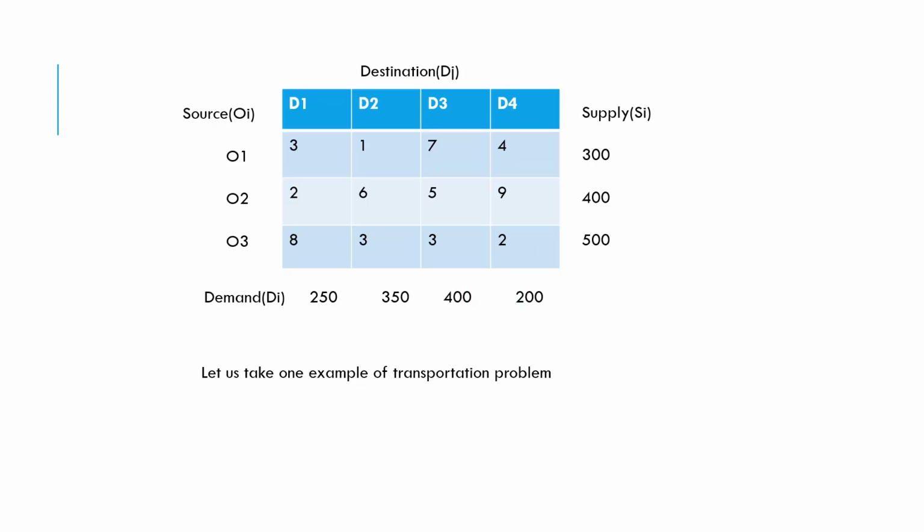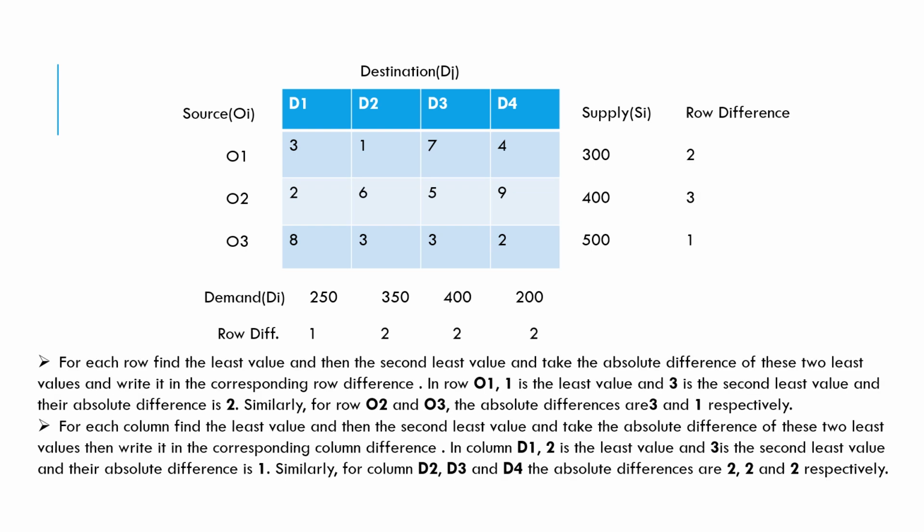This is the example of transportation problem where D1, D2, D3, D4 are destinations and O1, O2, O3 are sources from which products or goods are supplied, transported. Supply values are 300, 400 and 500, and demand values are 250, 350, 400 and 200. So supply and demand are equal, that is 1200. So this is a balanced problem. Here supply is 1200 and demand is also 1200. So it is a balanced problem.